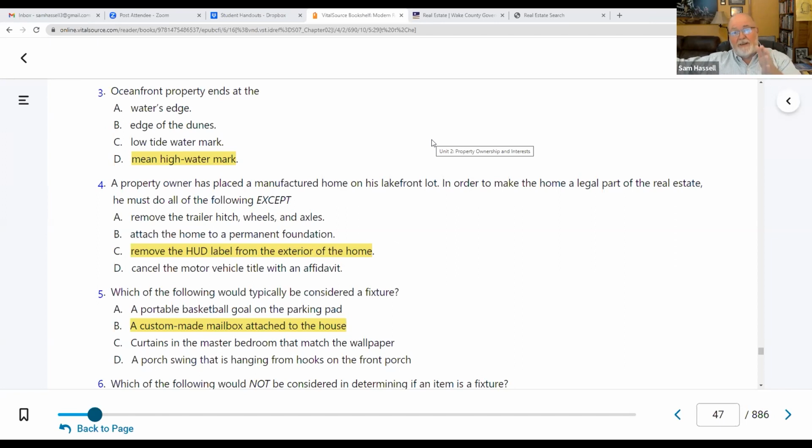And that's why you can have public beaches, okay? That's why you can have public beaches, from the high water mark to where the water is, that's all beach. It belongs to the government and the people, okay? Foreshore, F-O-R-E-S-H-O-R-E.